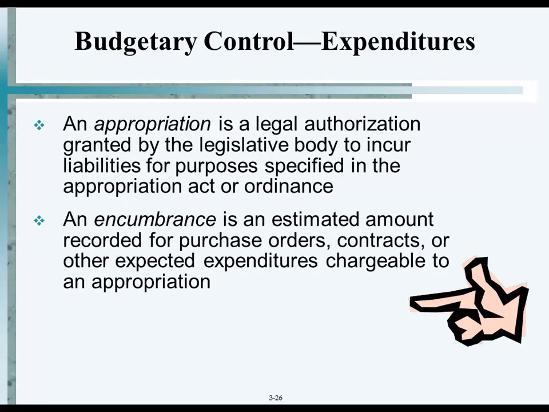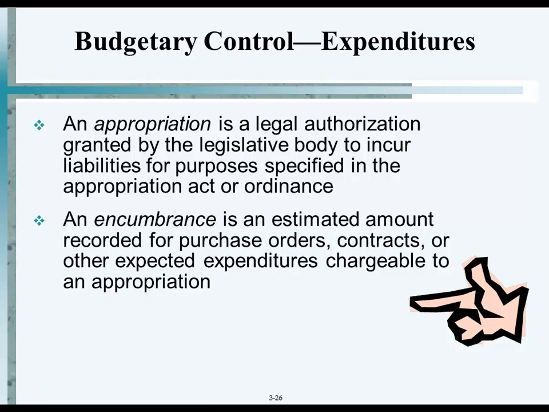All right. So I want you to understand these definitions. Appropriation is the legal authorization granted by the legislative body to incur or spend money. And encumbrance is the estimated amount that's used when you purchase things. Once again, governments operate very differently. If you're in a private organization, when you order something on the phone, do you make a journal entry in your books? No. When do you make the journal entry? When you get the invoice or receive the item, right? In governments, you pick up the phone, you order an item, you have to recognize an encumbrance.